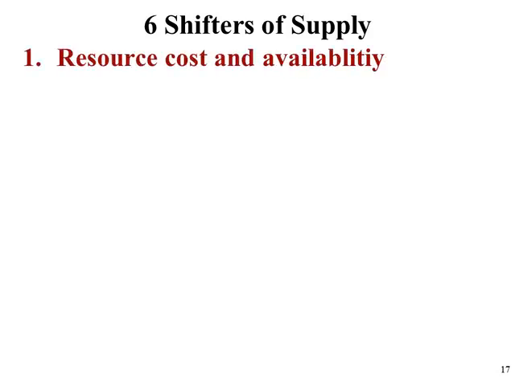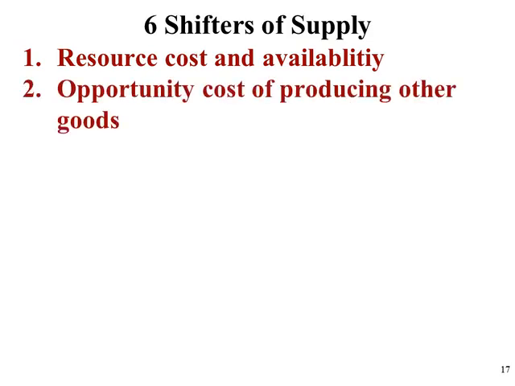There's six things that can shift supply. In the lesson they call these ROTTEN, R-O-T-T-E-N. The first one's resource costs and availability. If resources are more available or cheaper, supply is going to increase. Second one is opportunity cost of producing other goods. So maybe Kellogg's can produce cereal or Pop-Tarts. And if Pop-Tarts become more popular and they can make more profit selling Pop-Tarts, they might shift their production to Pop-Tarts and produce less cereal. That would shift the supply curve.